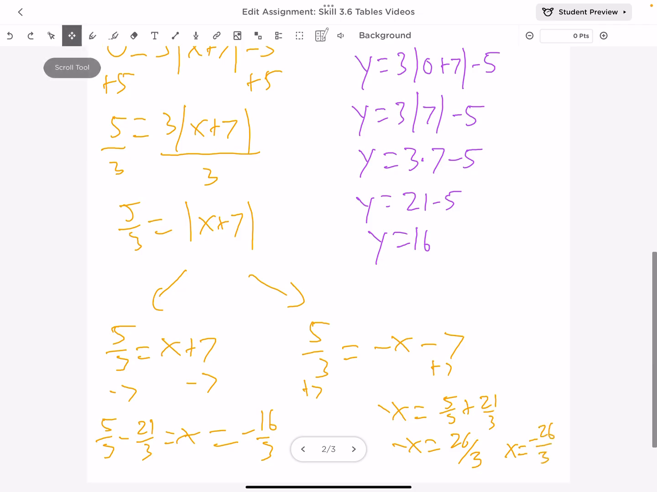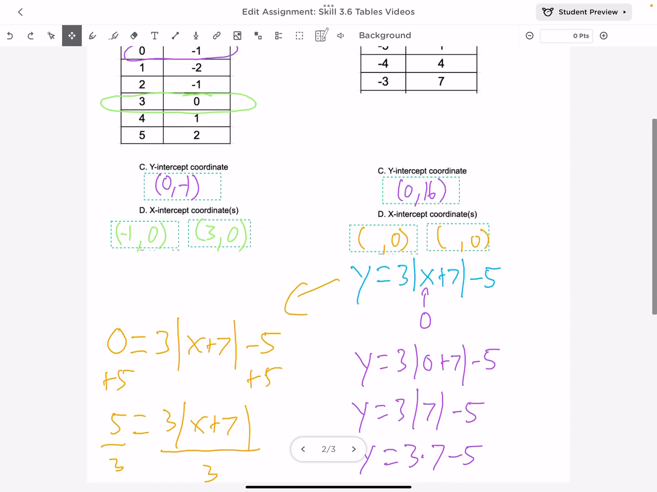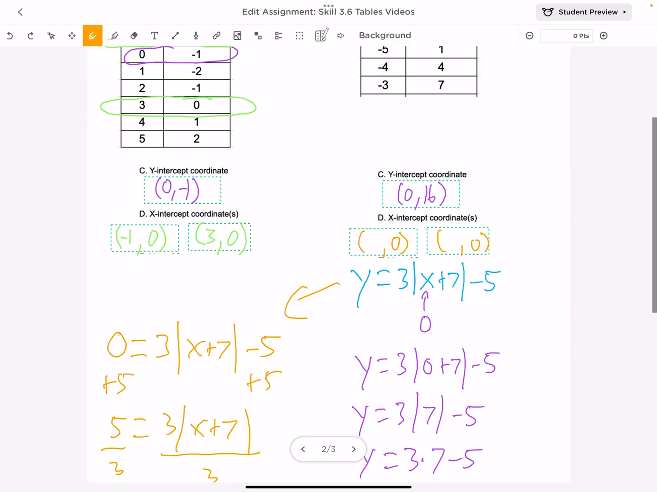That was a lot of work because I wanted to make sure I got all my steps in. Negative 16 over 3 and negative 26 over 3. I'll put the negative 26 over 3 on the left side here, and the negative 16 over 3 on the right side here like this. I always kind of put the lower x-coordinate on the left and higher one on the right, and that's it.